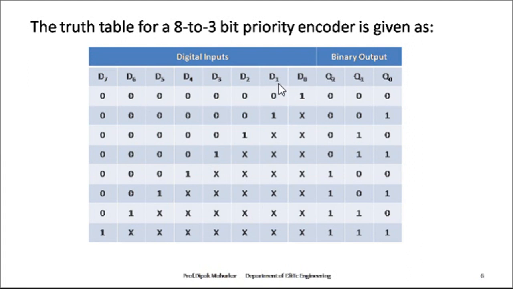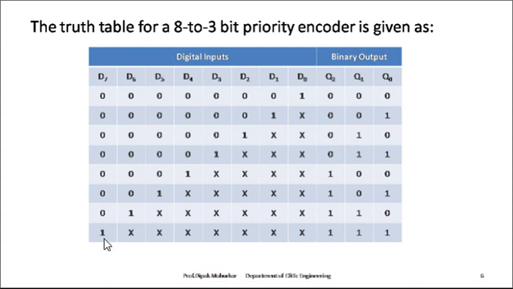See, D0, D1, D2, D3 up to D7. All these are the outputs 1, 1, 1, 1. Don't care condition, and these are the outputs. If D0 is 1, it means all outputs are 0. This one is 1, which means D1, Q0 is 1. Okay. So from all 0 to all 1 means 7.